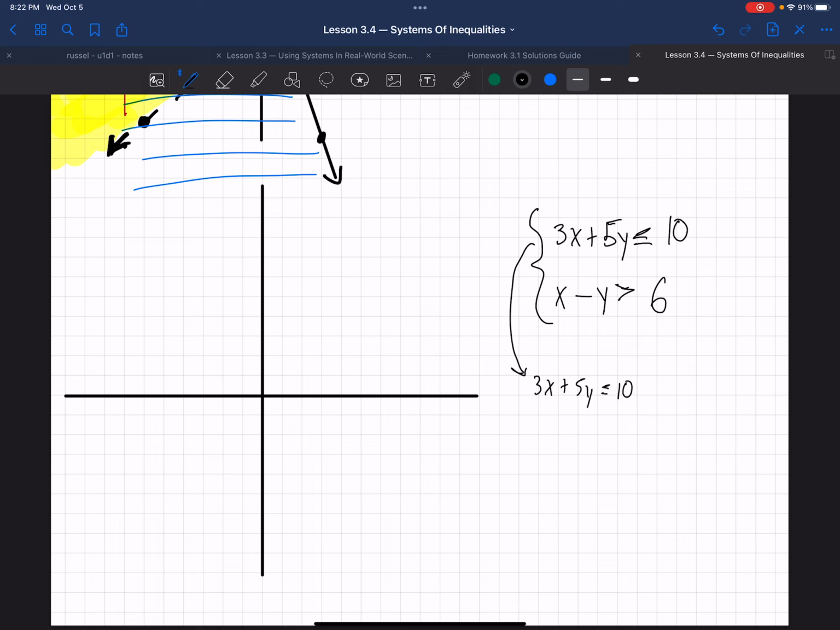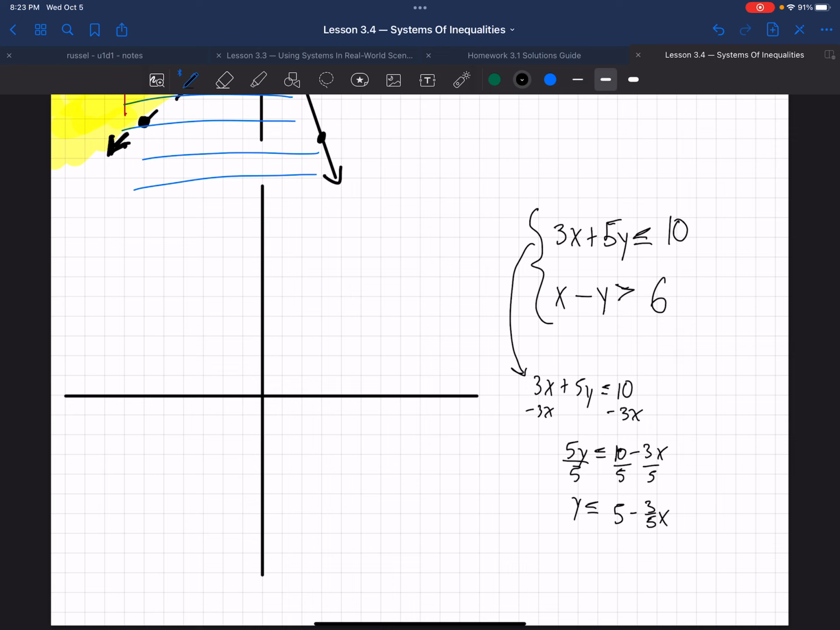This is an equation in standard form. I want to get this in slope-intercept form, so I will subtract 3x from both sides, and I get 5y is less than or equal to 10 minus 3x, and then I'll divide both sides by 5. So this is y is less than or equal to, what is that, 2 minus 3/5 x.